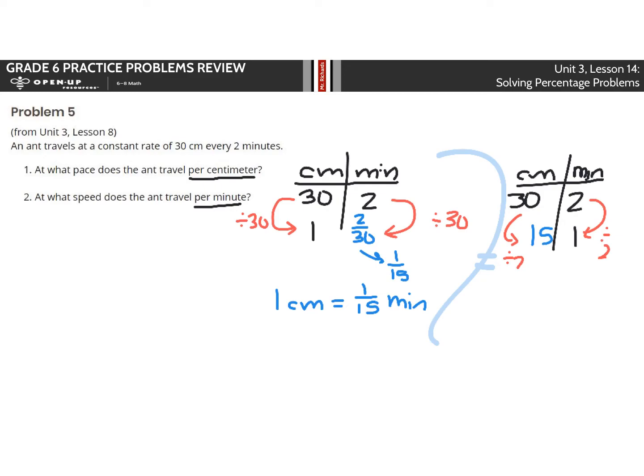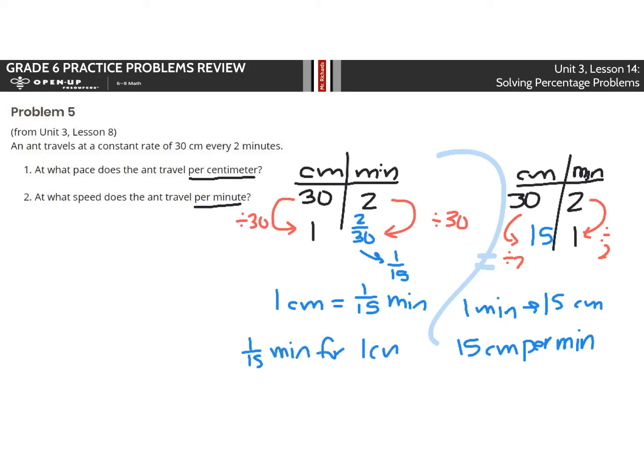So what does this mean? The ant travels in 1 minute 15 centimeters. Interesting. So the speed here is 15 centimeters per minute. Over here, it was 1/15 of a minute for 1 centimeter. Remember the whole reciprocal idea? Oh, good times, good review.